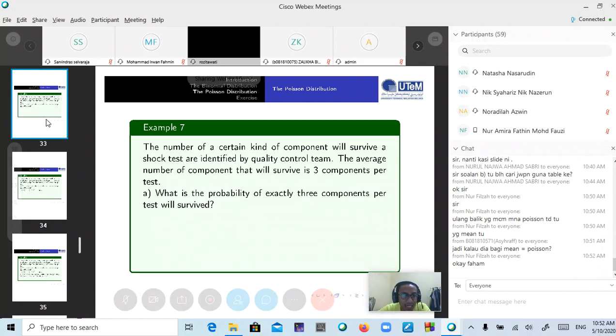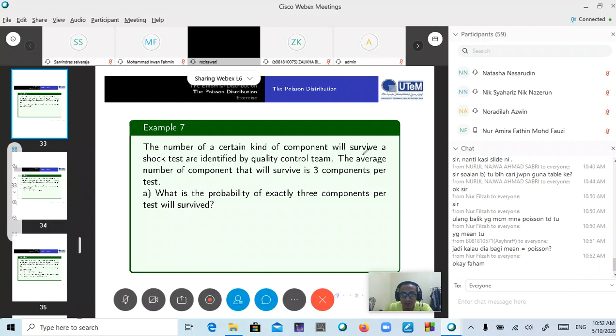Okay, looks on the example. The number of certain kind of component will survive a short test are identified by quality control team. The average, tengok dia bagi, the average number of component that will survive is 3. Maksudnya average dia is 3 per test. Average is 3 per test.